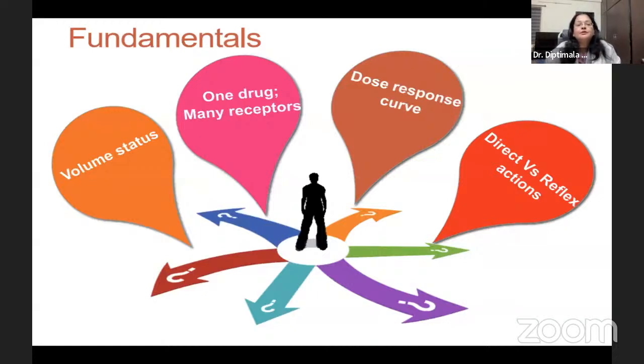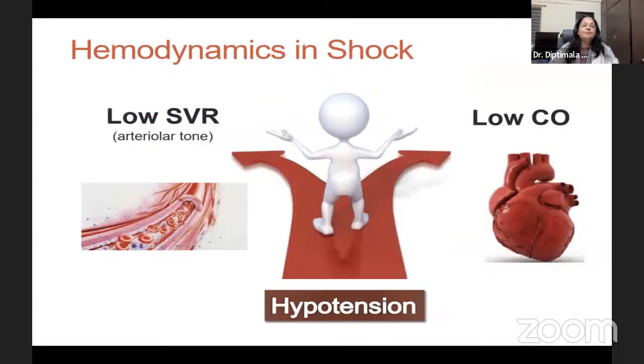When there's a patient in shock, any patient you receive in shock, first you have to ensure the volume status of the patient. Once the volume is maintained and still the shock persists, then you have to think of which drugs to start. And one drug has action on many receptors, and drugs have direct as well as the reflex actions. So these are the points you have to keep in mind.